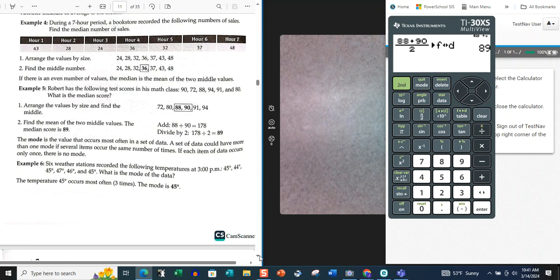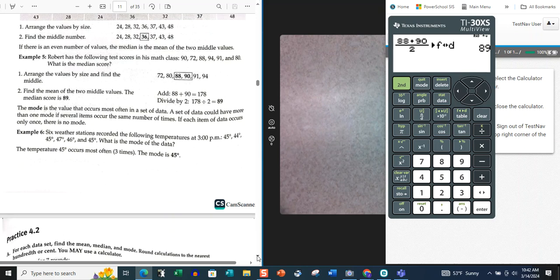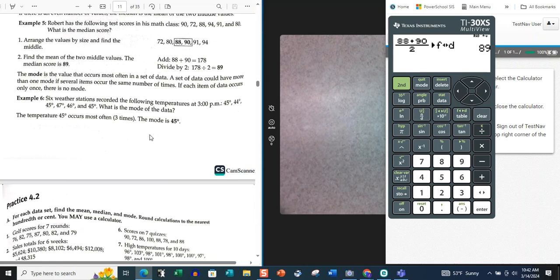Example 6. 6 weather stations recorded the following temperatures at 3 p.m. 45 degrees, 44 degrees, 45 degrees, 47 degrees, 46 degrees, and 45 degrees. What is the mode of the data? So we look at all these numbers, and we see the number that appears the most is 45. So the temperature 45 degrees occurs most often, 3 times. The mode is 45.